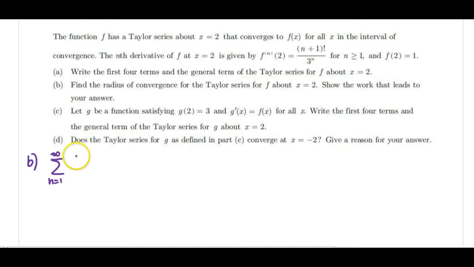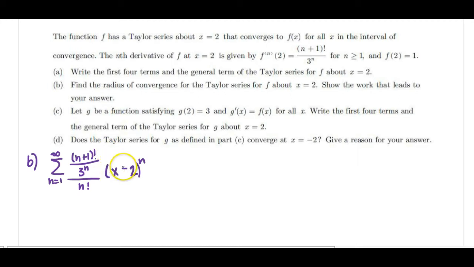So remember, the formula is the nth derivative at a. Well, we have that formula. Our a is 2. So our general term looks like (n plus 1) factorial over 3 to the n, that's the nth derivative at a, over n factorial, times (x minus 2), sorry, be specific, (x minus 2) to the n. So this is our expansion, our Taylor series for the function f.